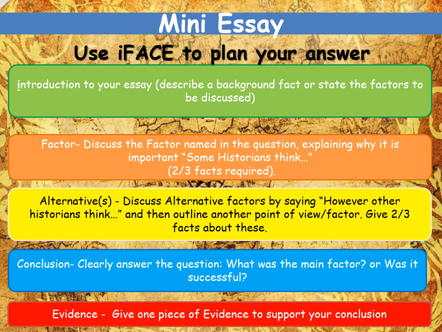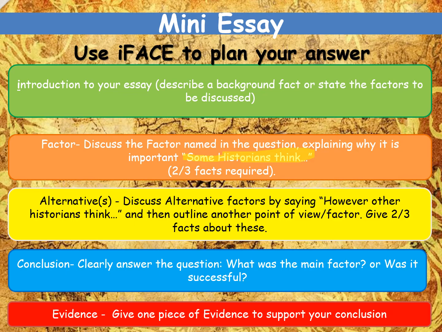Once you've done your introduction, you move on to talk about the named factor in your question, and you start to explain why it's important. Whatever your named factor in the question might be, in this case it's tribal conflict, is what you start with. You start off your sentence by saying something like, some historians think that tribal conflict caused the most harm to African societies. Then you give 2 or 3 facts about tribal conflict. Whatever they are, it's up to you, 2 or 3 sentences, and you can explain why this actually caused harm in each one as well to make your marks even better.